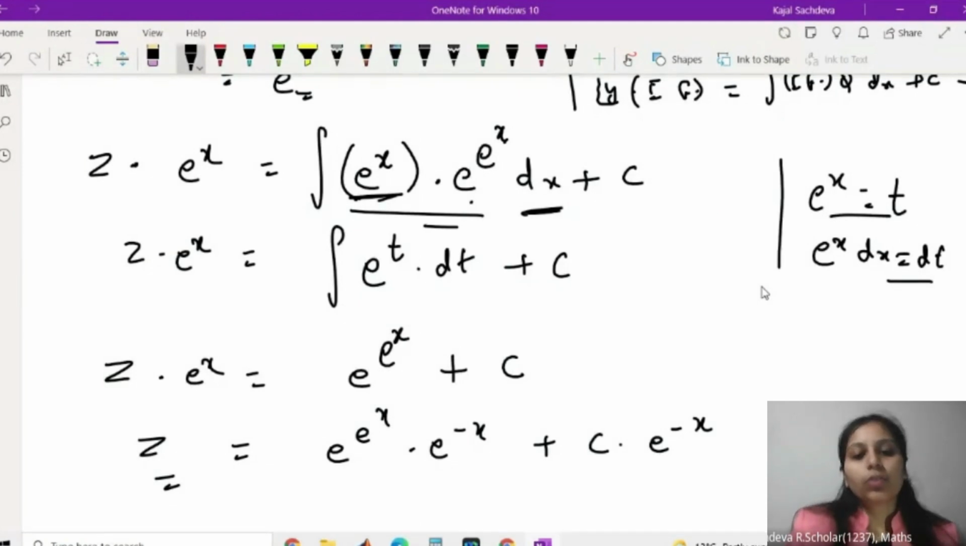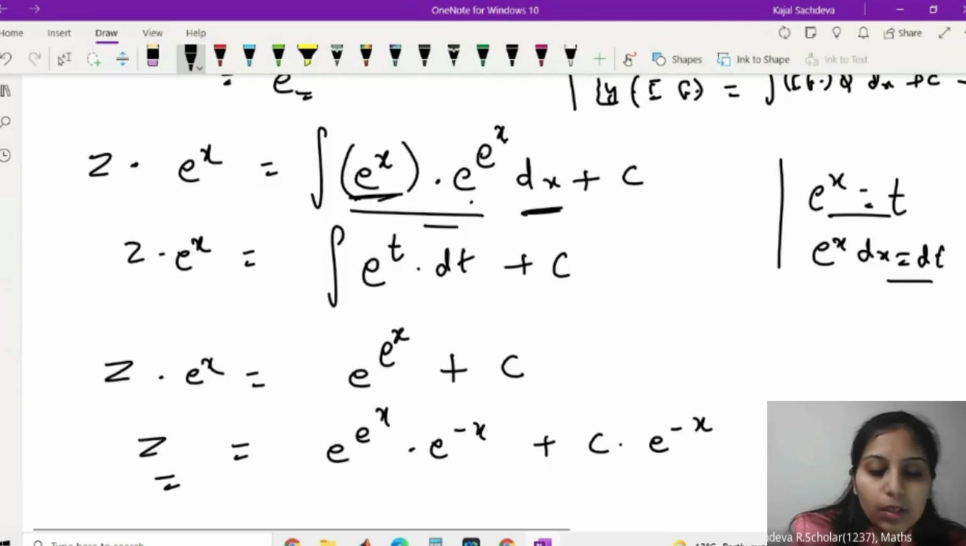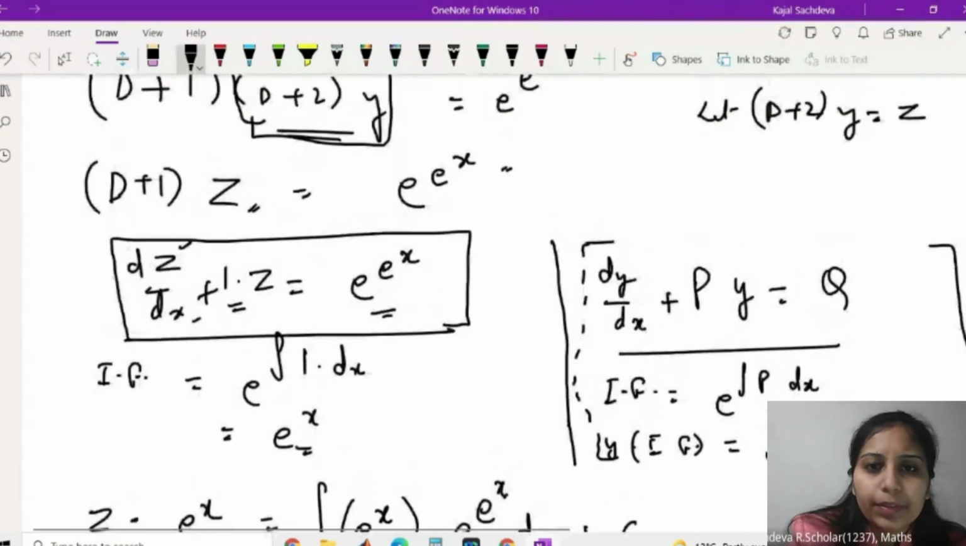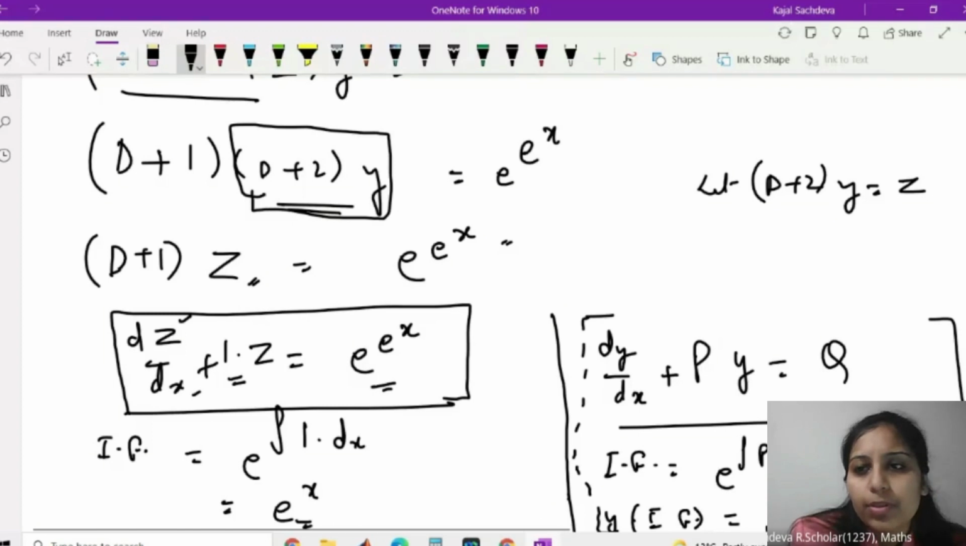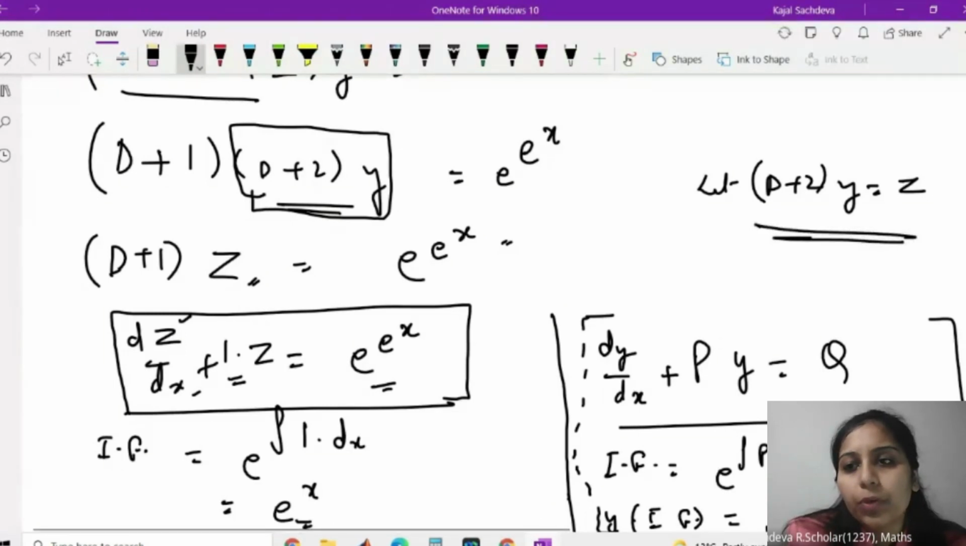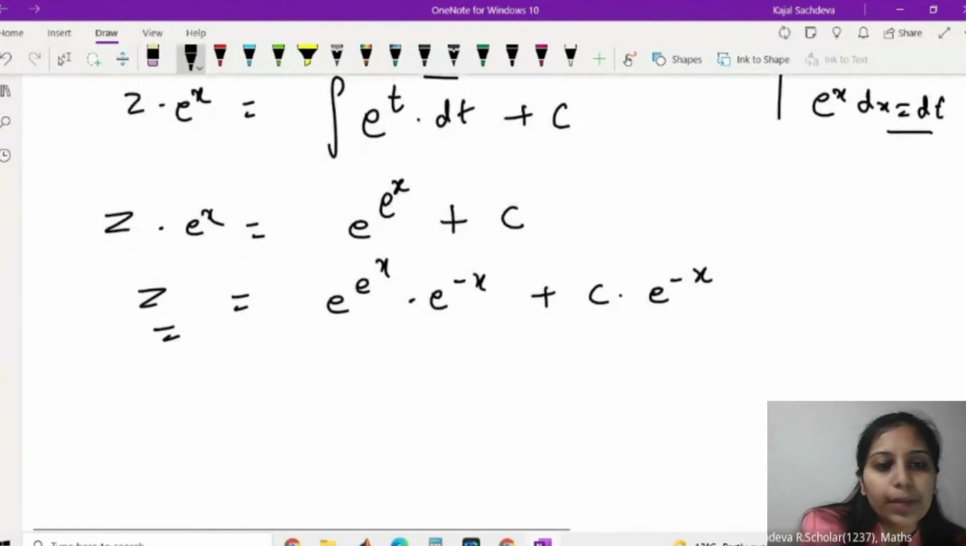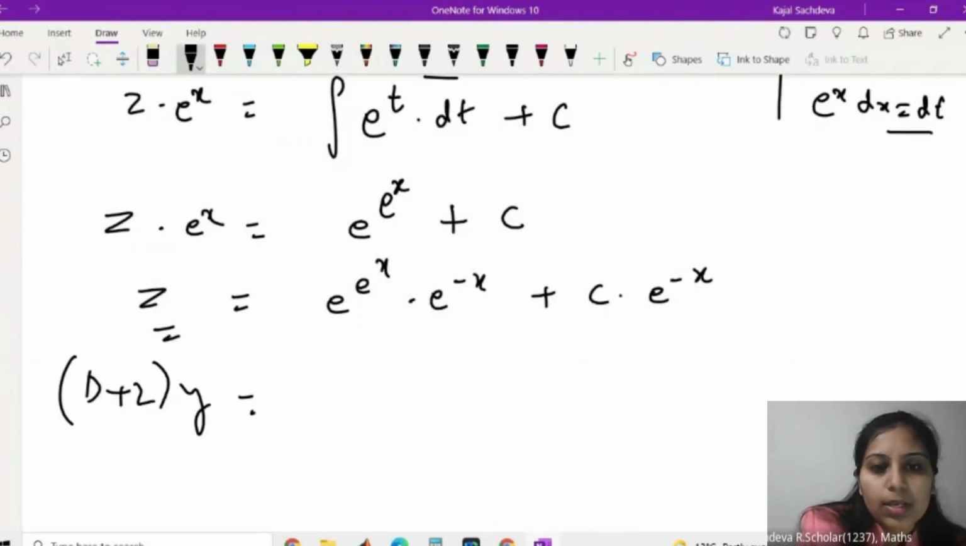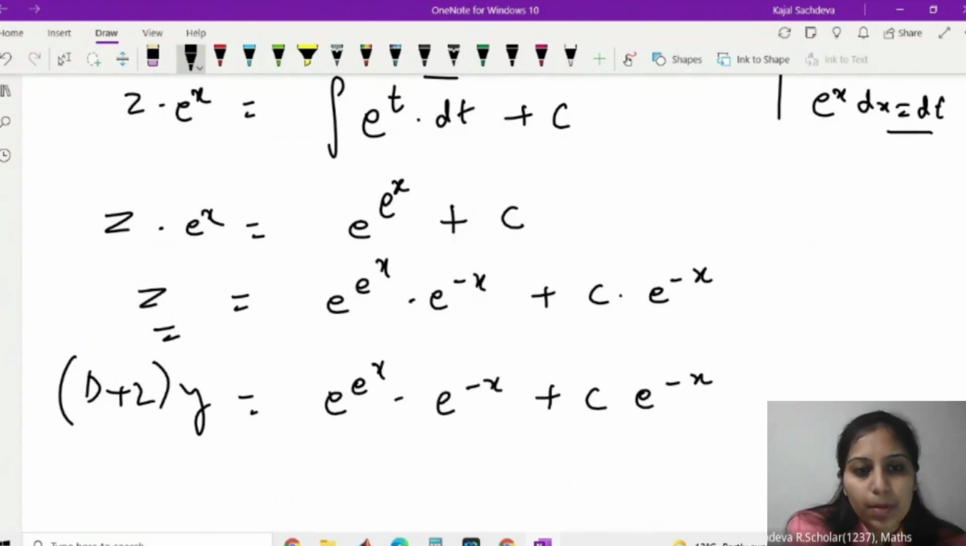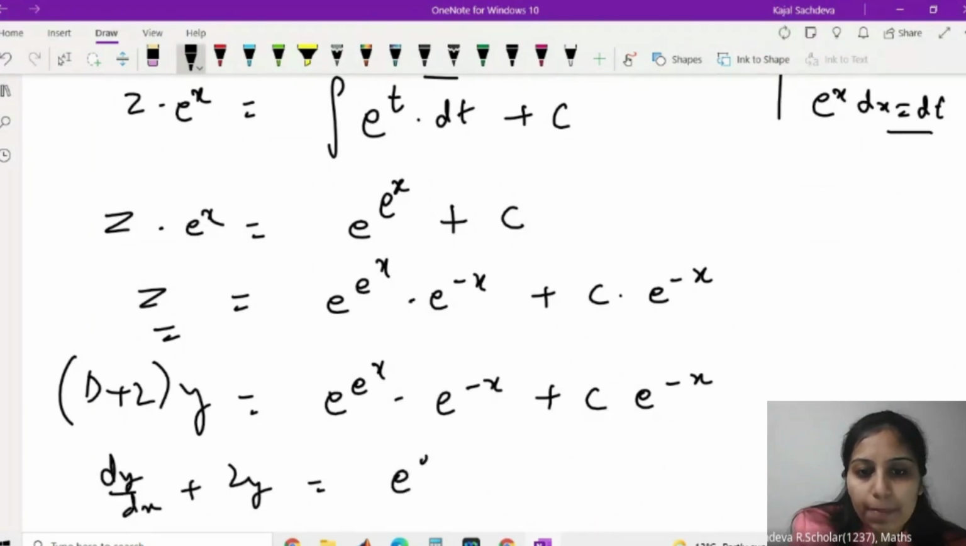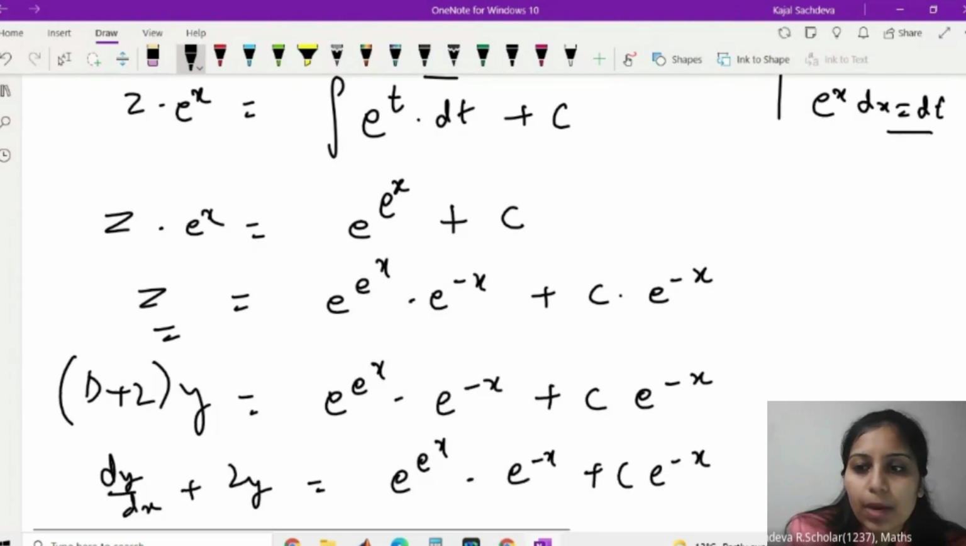So we are to find the value of y. How can we find y here? Just take the value of z. We have substituted z is equal to D plus 2 into y. So just substituting back, D plus 2 into y is equal to e raised to power x, e raised to power minus x, plus c e raised to power minus x. Now again, this can be written as dy by dx plus 2y equals e raised to power x, e raised to minus x, plus c into e raised to power minus x.